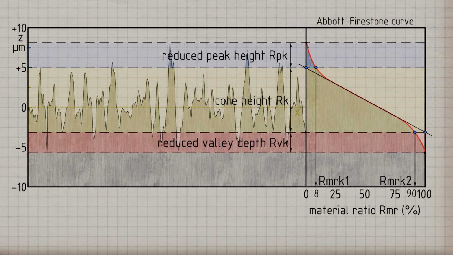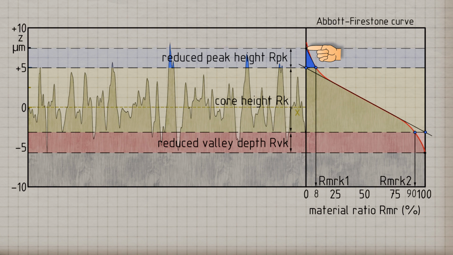In fact, the reduced peak height is not determined by the highest individual peak, since such a single peak would be flattened after one load in practice. Instead, the area of the profile peaks above the roughness core profile is first calculated. Then in the diagram, a triangle with the same area is formed, whose width corresponds to the material ratio RMRK1. The height of this area-equivalent triangle then represents the reduced peak height RPK.